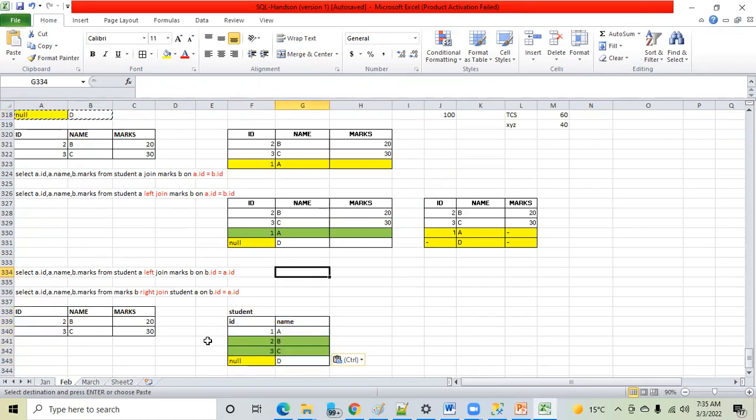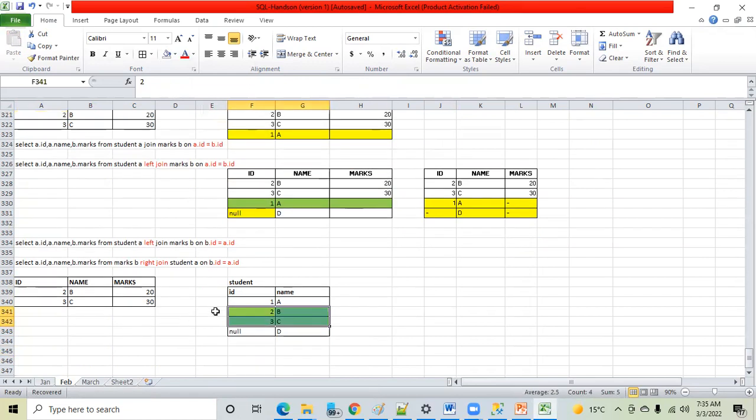In this student table, these two records were fetched as per the inner join, right? Now which two records are left out? This one and this one, right? And your right join is telling to fetch all the non-matching records as well. So this is non-matching, you will keep it here. This is non-matching, you will keep it here. Is this correct?